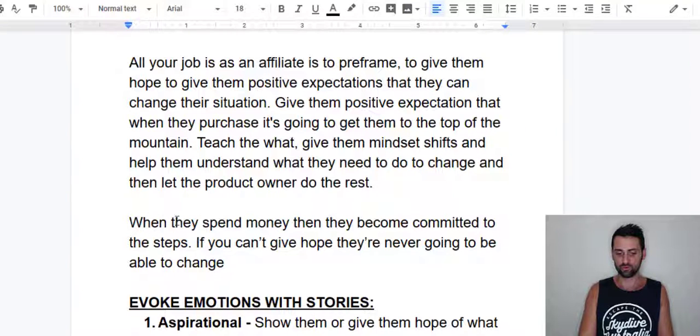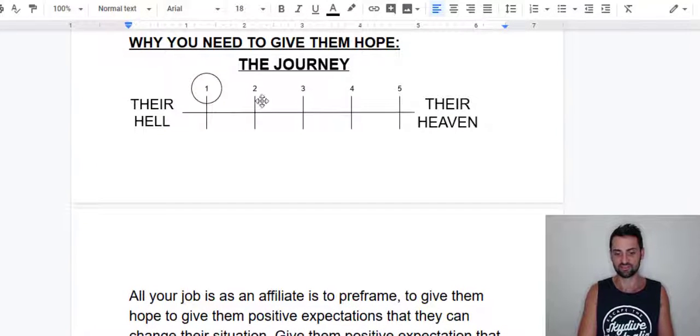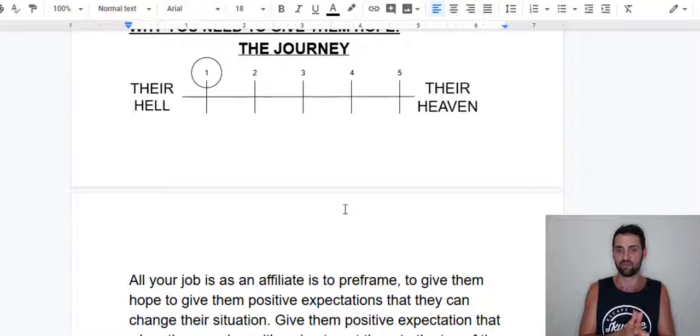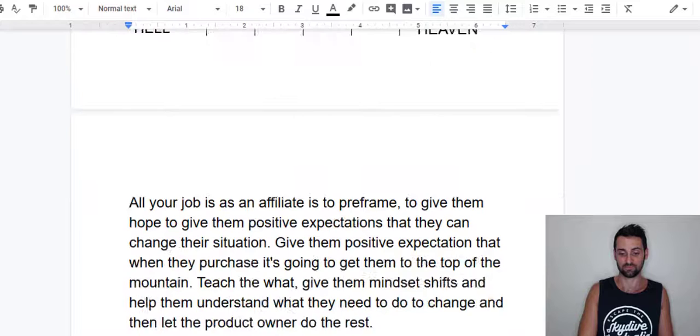But once you've given them the positive expectation, the hope, and then they've spent the money, they're much more likely going to go through the steps, the content or the things that they need to go through. But if you're delivering this sort of stuff and they haven't made any investment, they're not really going to take it seriously, they're not going to commit to it, and it's not really going to be that much value to them. But once they've made a purchase and invested money into it, they're much more likely to actually go through those steps.